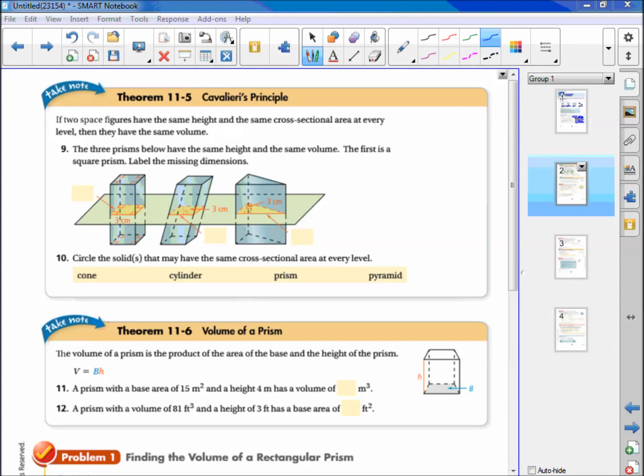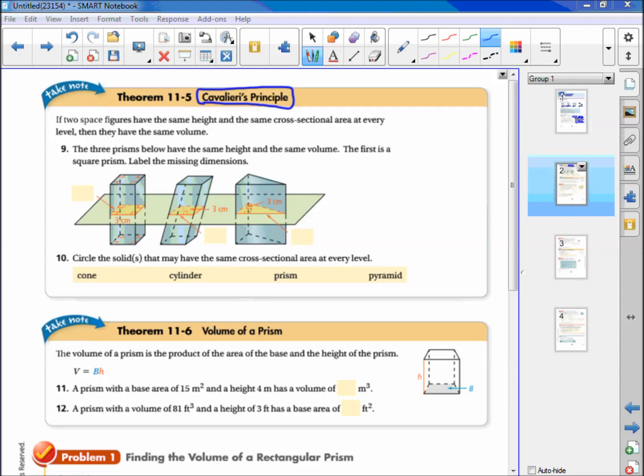Okay, at the top we have Cavalieri's principle. So Cavalieri's principle says this: if two space figures have the same height and the same cross-sectional area at every level, then they'll have the same volume. So the 3 prisms below have the same height. That means they're all the same distance tall, and they have the same volume.